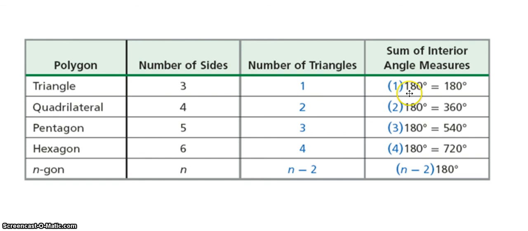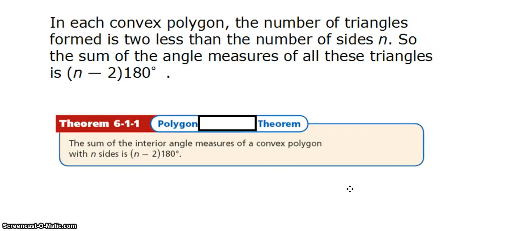That a polygon has. So we just multiply n minus 2 by 180, and we know the number of degrees in any polygon. Again, n is the number of sides for that polygon. In each convex polygon, the number of triangles formed is 2 less than the number of sides. This is called the polygon angle sum theorem.